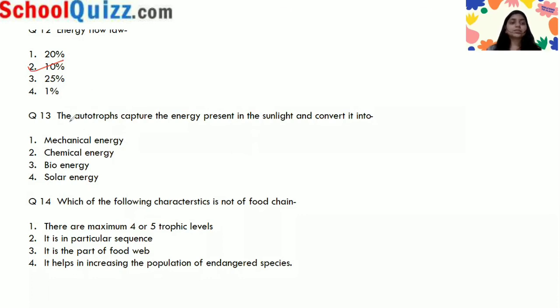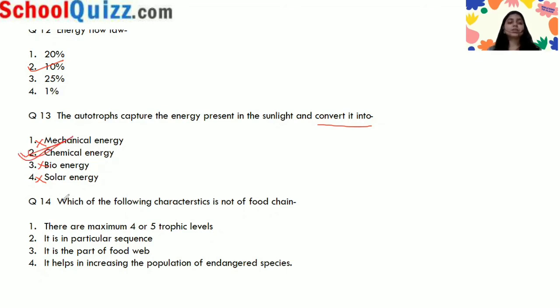The autotrophs capture the energy present in sunlight and convert it into what? So what does the autotroph do? They take the energy from sunlight and convert it into mechanical energy, chemical energy, bioenergy, or solar energy. Solar energy will not be the answer because sunlight itself is solar energy. Bioenergy is also not an answer, and mechanical energy is also not the answer. The answer will be chemical energy.